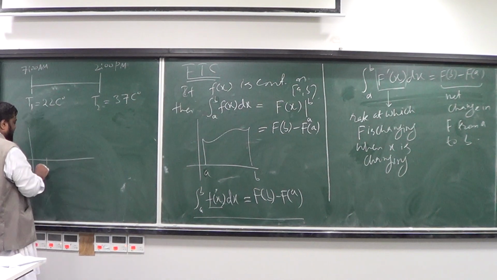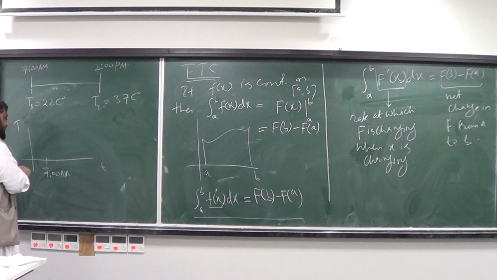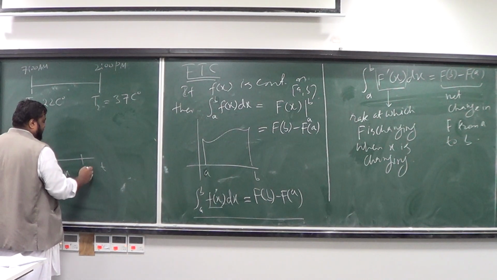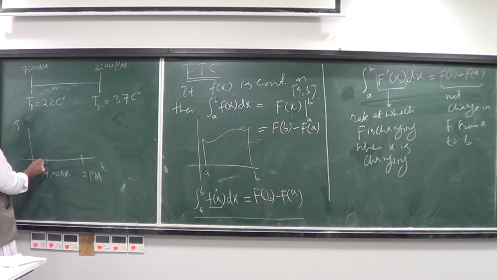Now, I know that between this time period, the temperature must have changed. So, if this is 7 a.m., this is the time axis, and this is the temperature axis, and this is, say, 2 p.m. At 7 a.m., the temperature is 22 centigrade.